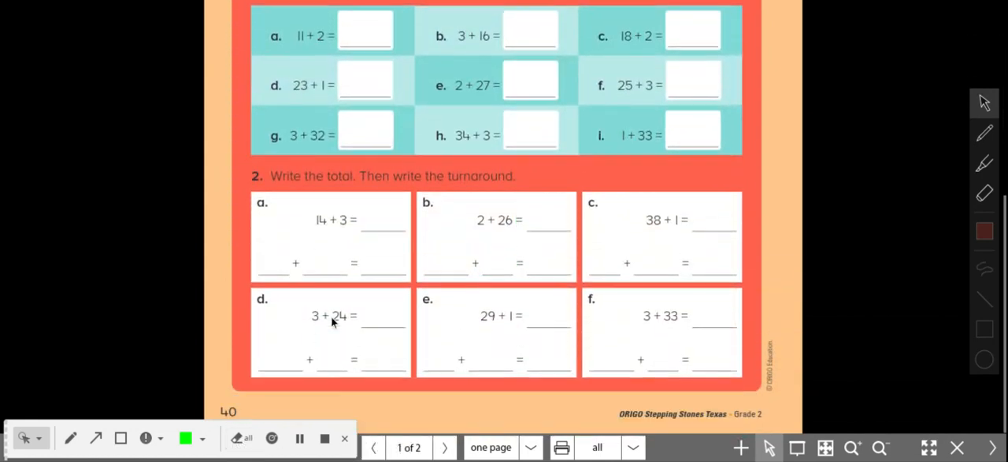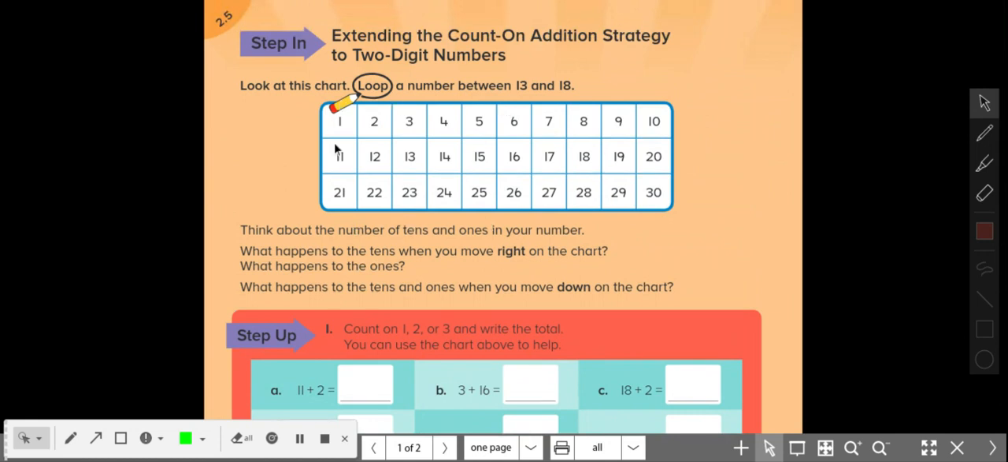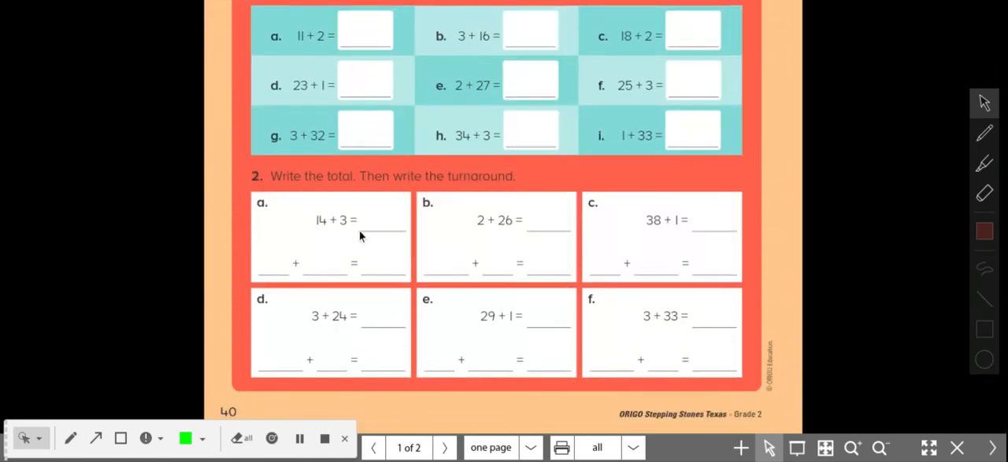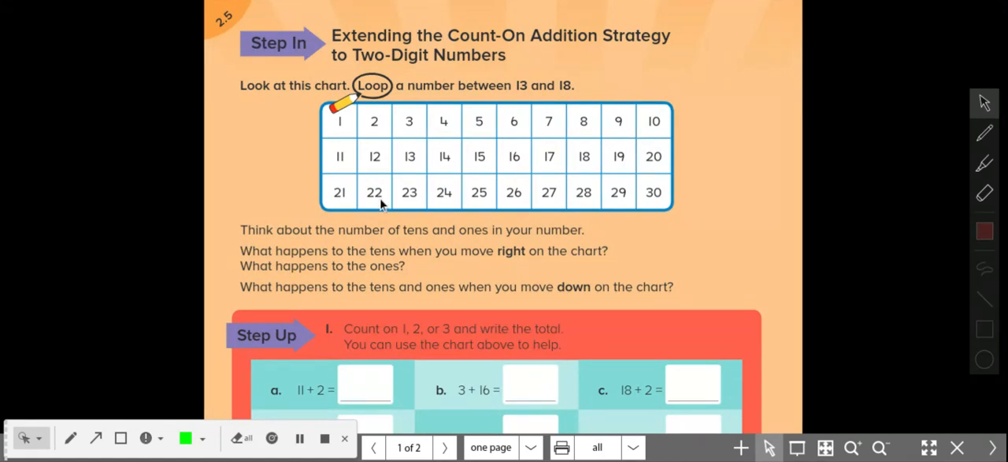Let's look at number 2. It says write the total, then write the turnaround fact. So 14 plus 3, hey, guess what? I can still use this number chart up here for that problem. So 14 plus 3, I'm going to write the answer. And then just like yesterday, I have to write the turnaround fact. So remember, you're flipping the 2 numbers on each side of the addition symbol. This is the addition symbol, the plus sign. Okay? So for the turnaround fact, I have to write this backwards. So instead of 14 plus 3, I'm going to write 3 plus 14 down here. You're going to do that for all of these problems. Remember, you can use the number chart to help you.